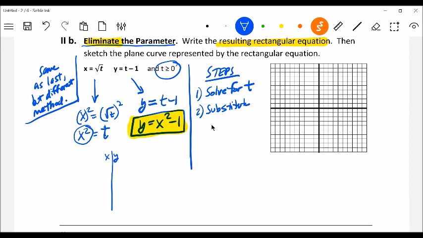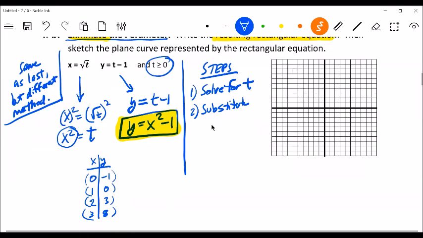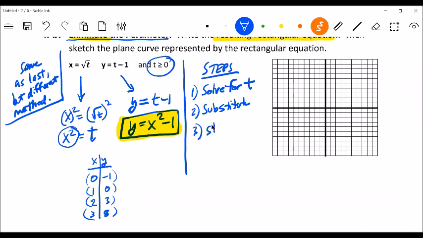So we'll graph that. Let's do a simple XY table. If I put 0 in, I get a negative 1. If I put 1 in there, I get a 0. If I put a 2 in there, 4 minus 1, I get a 3. If I put 3 in there, I get an 8. Those may look pretty similar to something you just saw. So I will graph them over here anyway. Oh, I should put for 3, sketch it, which means graph it. Okay? And so I have those same points.